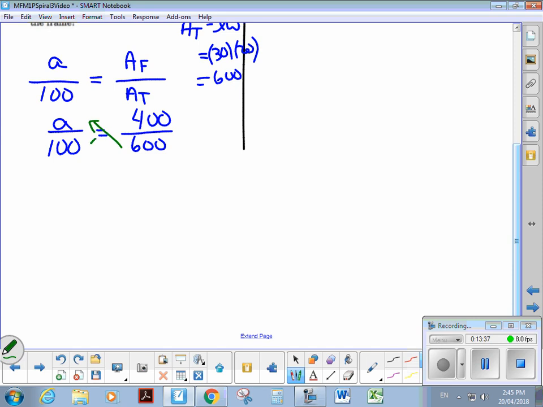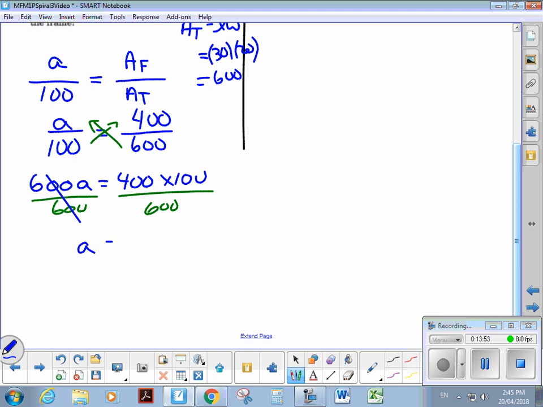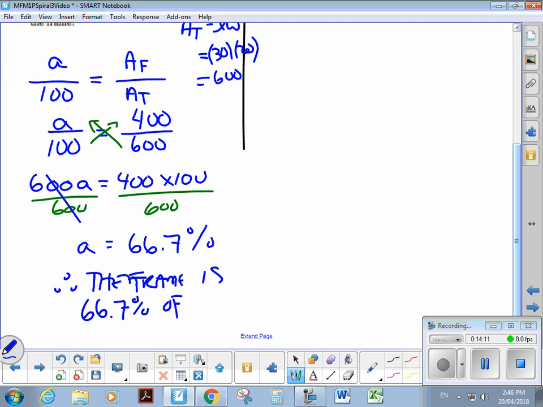So we're going to cross multiply here. 600A equals 400 times 100. We're going to divide both sides by 600. Now we punch this in the calculator. A equals 400 times 100 divided by 600. So we get 66.7%. So therefore, the frame is 66.7% of the area. So a significant amount.